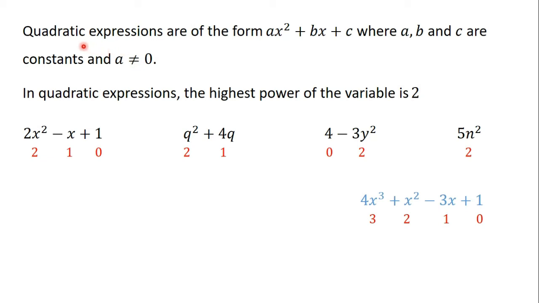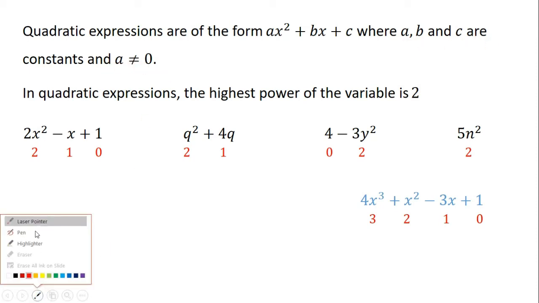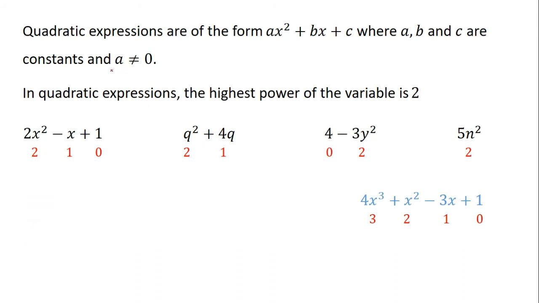This is the main reason why, if you consider the first point, we are being told that quadratic expressions are of the form ax squared plus bx plus c. So this is the general form for a quadratic expression, ax squared plus bx plus c, where a, b, and c are constants, and a is not equal to 0. Now this condition is very, very important. A is not equal to 0.